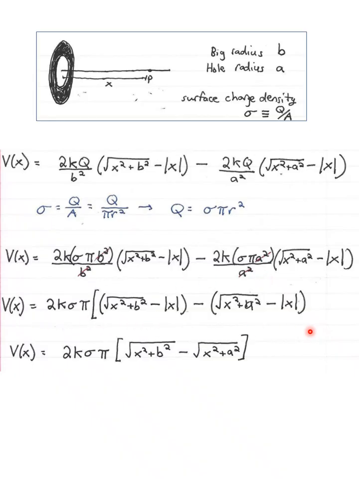And we've got these four terms, but notice there's a minus absolute value of x, minus absolute value of x. So those are going to go away. And in the end, we're left with this, that the voltage or the electric potential is 2k times sigma times pi times square root of x squared plus b squared minus square root of x squared plus a squared. And that is the answer given in the back of the book.